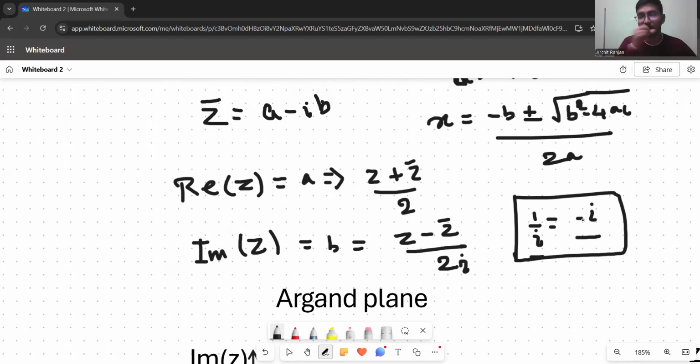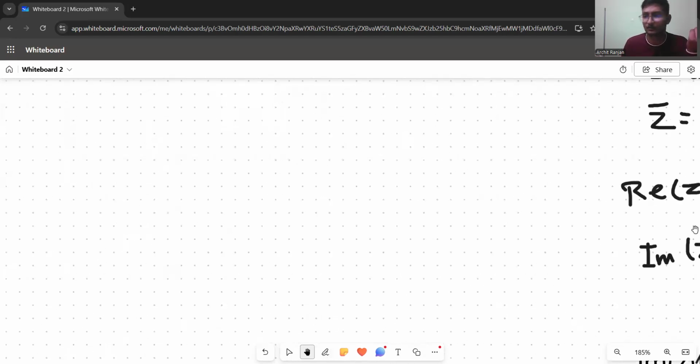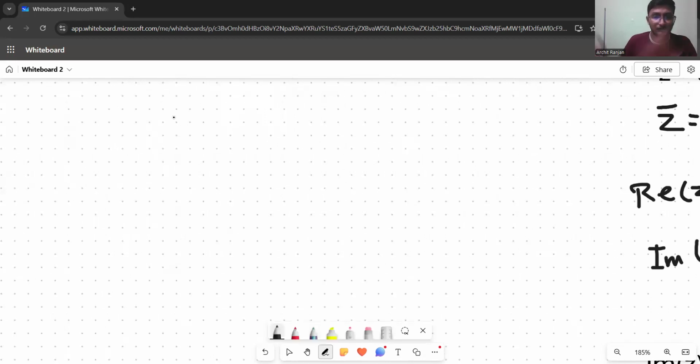So this is important. Now, once we have seen the conjugate, we can see something interesting here. What happens if we multiply both of them? We saw the addition, we saw the division, we got the real part and the imaginary part. What if we multiply them? Both of them are complex numbers. Let's see what happens if we multiply them. Z times Z bar. What happens if we do this?